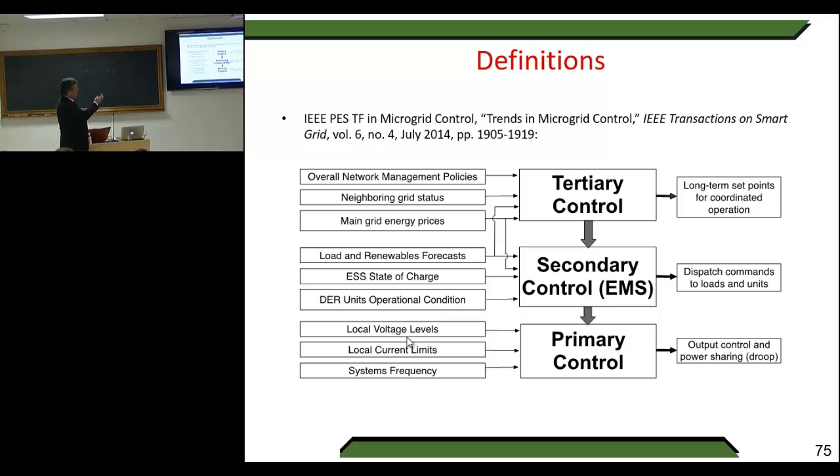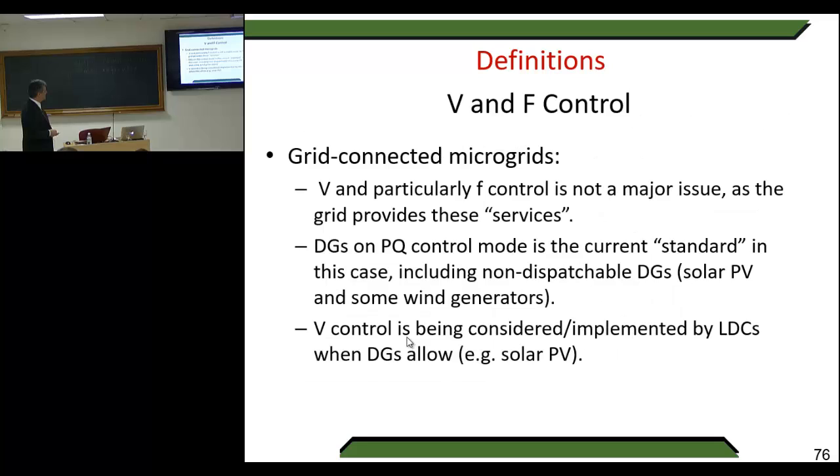So you can see what we have. We have this 3-level, more European concept of primary, secondary, and tertiary control. The different inputs that you have, and what we have as result is long-term set points for coordinated operation, dispatch commands to loads and units, and in primary control, output control on power sharing like droops. This is the general view as part of this paper in 2014.